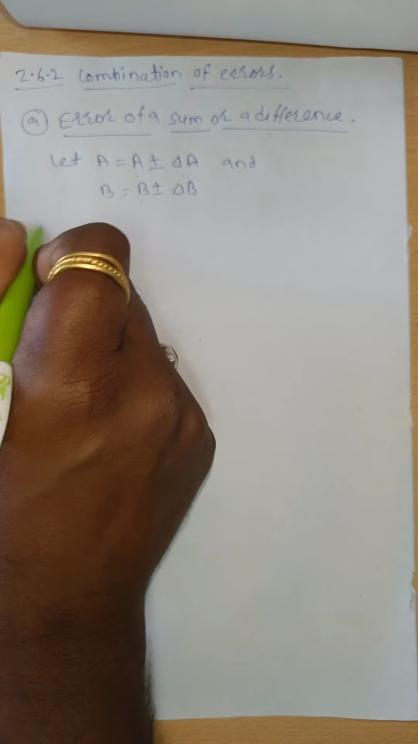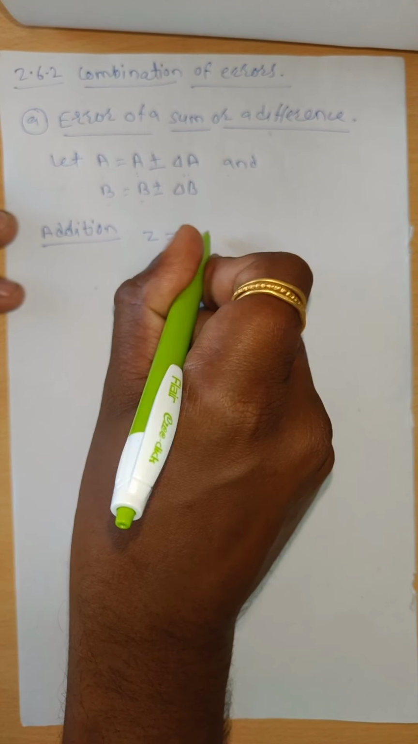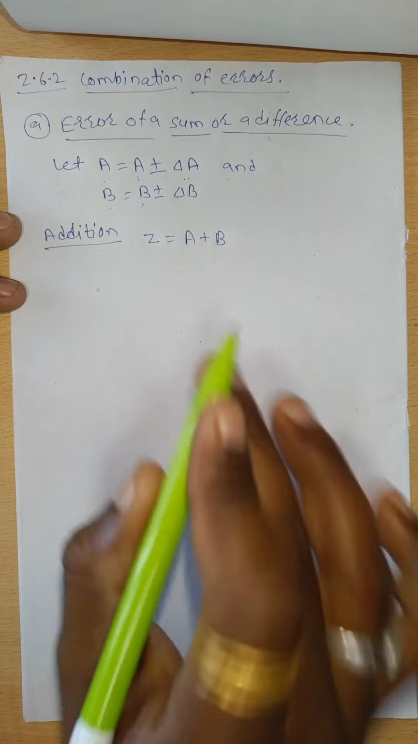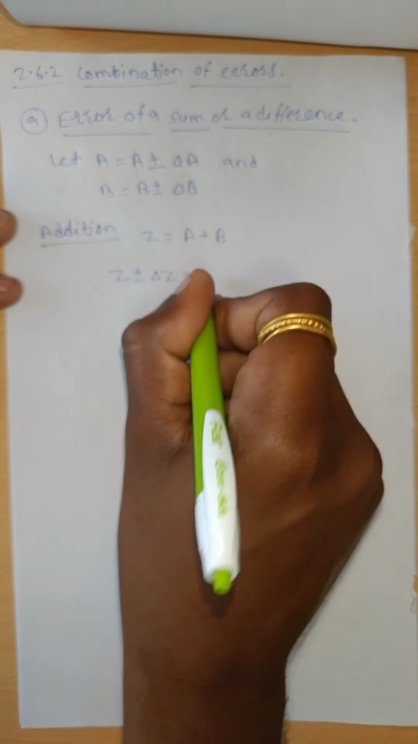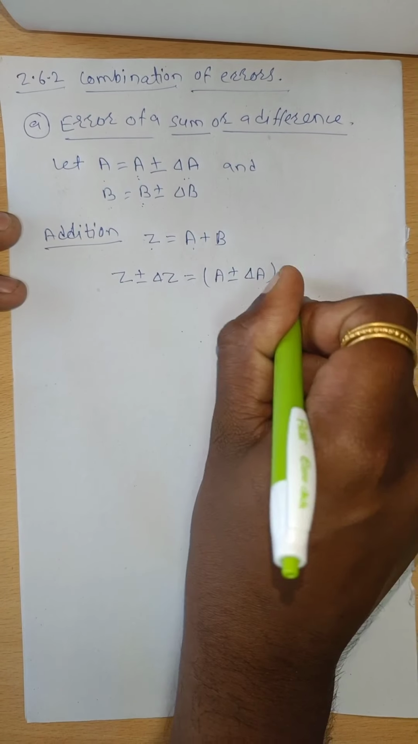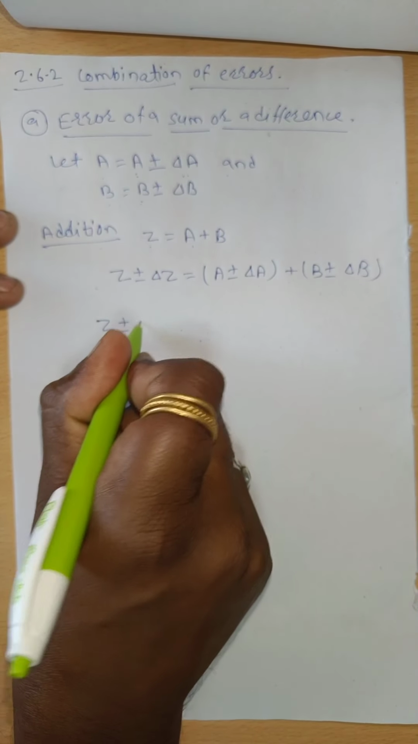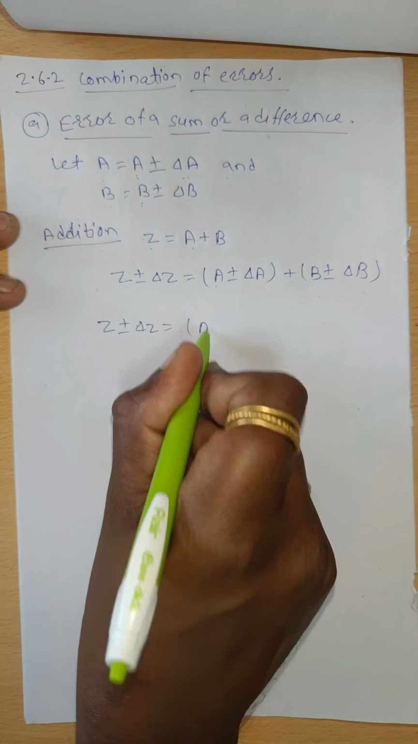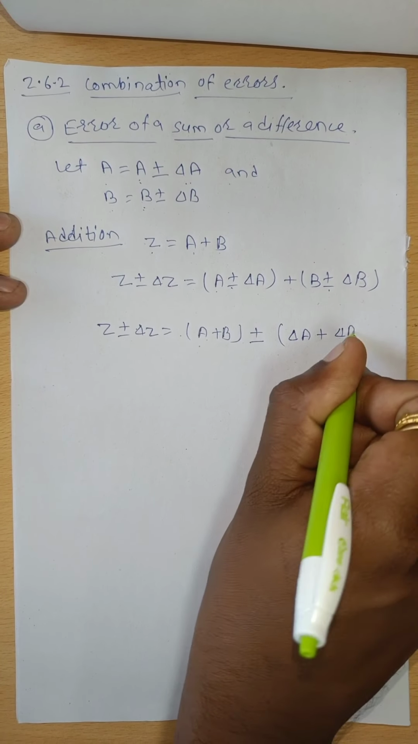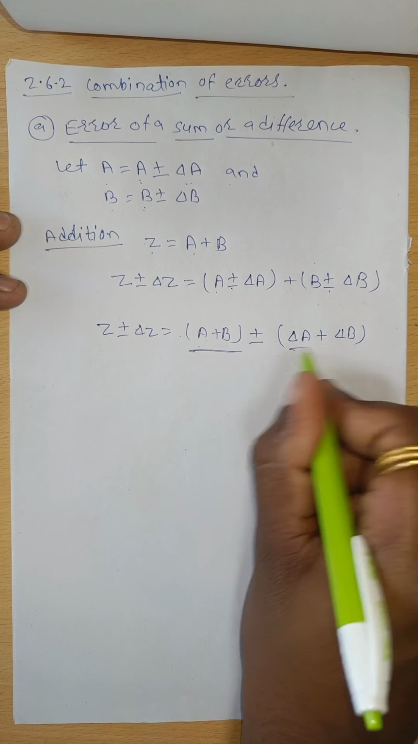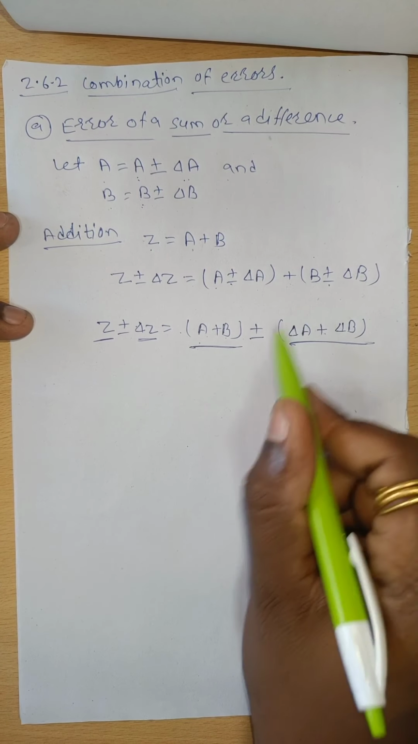Now when we take the addition A plus B, then Z is equal to A plus B. Z plus or minus delta Z is equal to A plus or minus delta A, plus B plus or minus delta B. While taking the addition, Z plus or minus delta Z equals A plus B, and combining the plus or minus terms, we get delta A plus delta B. A plus B is the Z, and delta A plus delta B is the delta Z, which is the error.